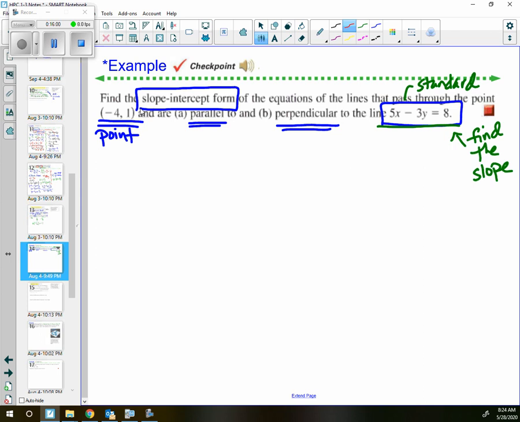So what could we solve for? Well, how about we solve for y and get it into slope-intercept form? Then we'd be able to tell the slope really easily. So that's the first thing I'd like you to do. Go ahead and solve this equation for y. So go ahead and pause the video and solve.